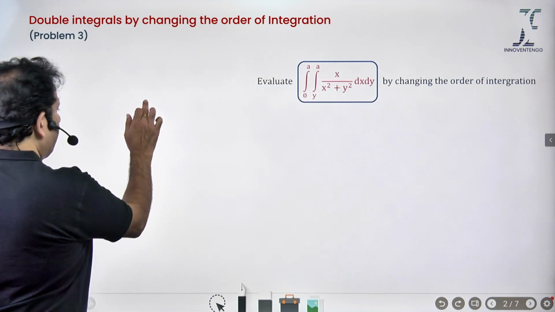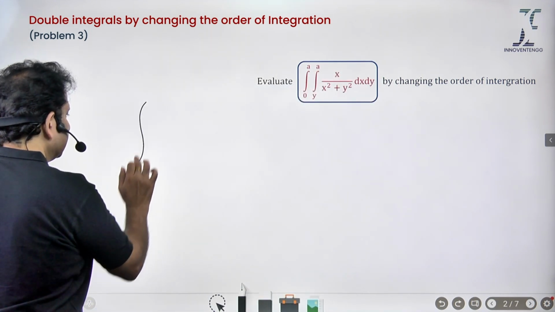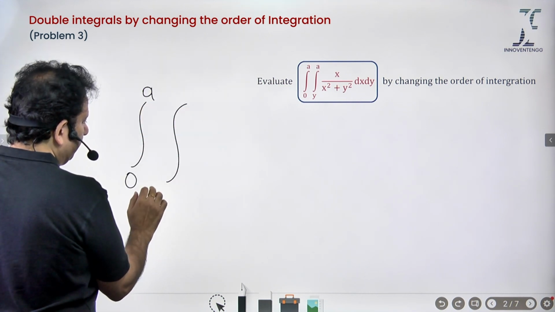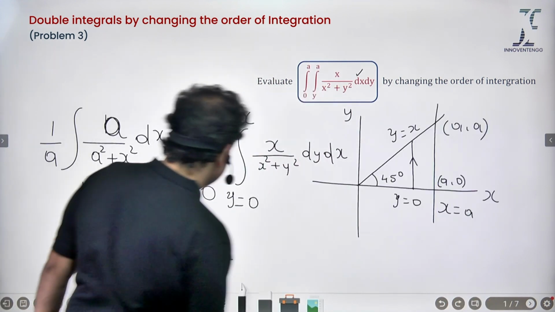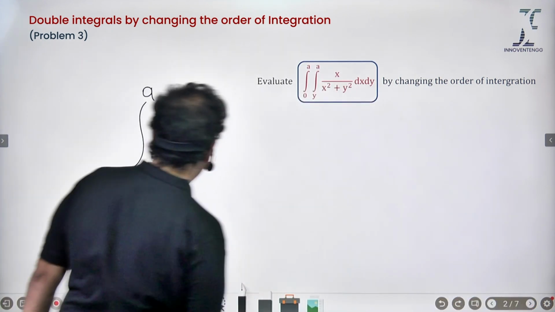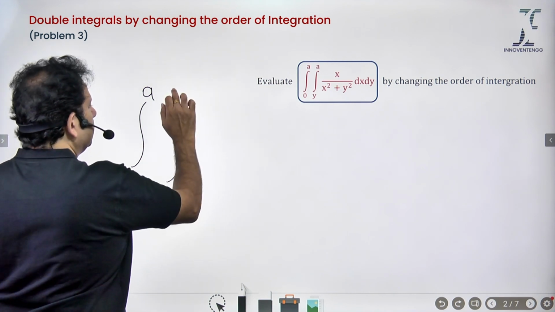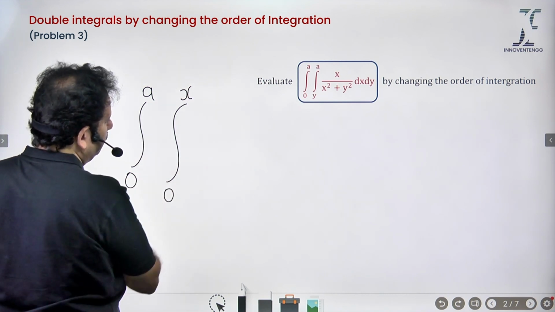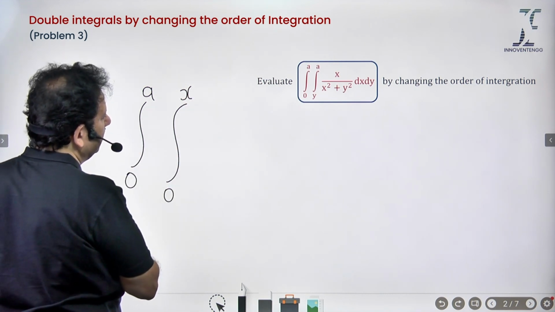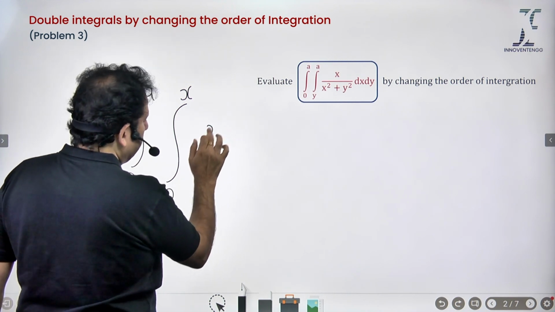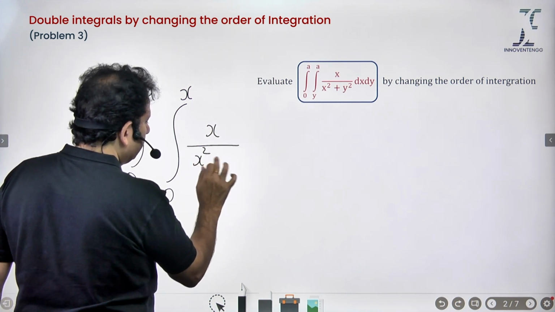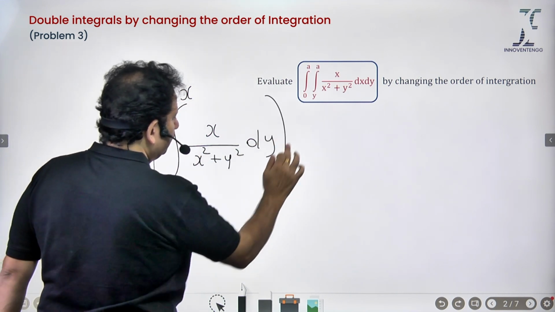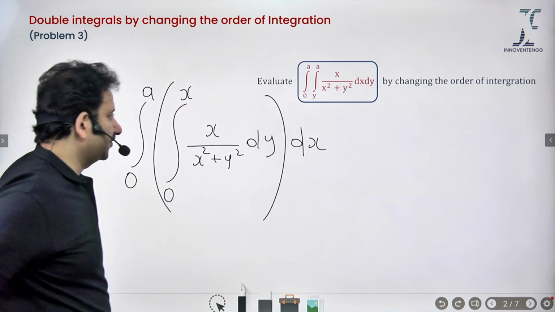So therefore, what happens? The limits are 0 to a, and then here you are starting from what line? You are starting from the y-axis and then going all the way to the x equal to y line. So since your integration is first with respect to y, your limits are defined in terms of x. So therefore, the integral of x divided by x square plus y square dy, and this entire thing is going to be integrated with respect to x. Clear?